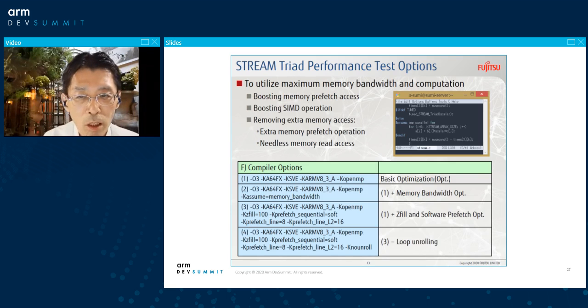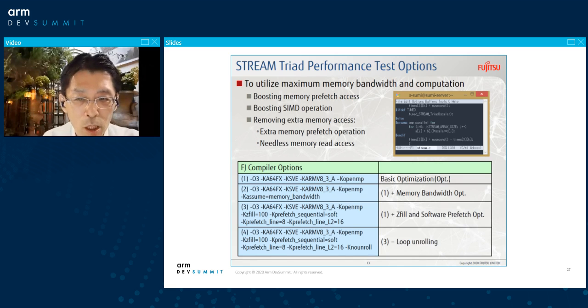So how do we optimize the STREAM triad performance? To utilize maximum memory bandwidth and computation, there are 3 very important topics. Number 1, boosting memory prefetch access. Number 2, boosting shift operation. Number 3, which is very important, removing extra memory access, for example extra memory prefetch operations, and needless memory read access. So we think about these 3 kinds of topics.